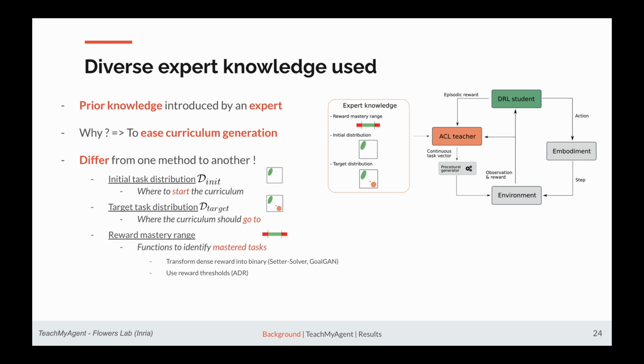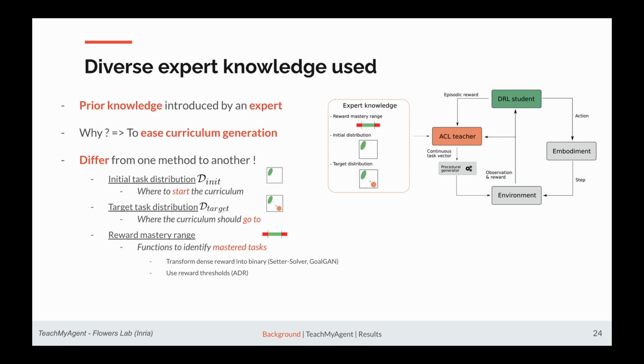And finally, we have what we call reward mastery range. It's basically some function that the teacher can use to identify what a mastered task is given the reward. For instance, we have GoalGAN and SetterSolver that do not use the dense reward of the environment, but rather use a binary reward with 1 meaning success and 0 failure. So we want a function that maps the dense reward into a binary one. And for ADR, they use thresholds where we want the reward obtained by the student to lie in.